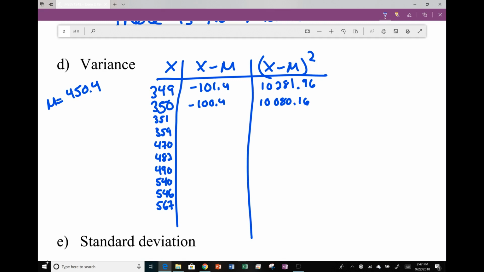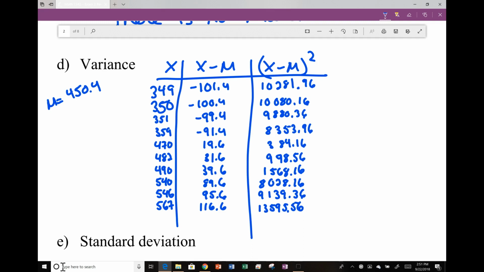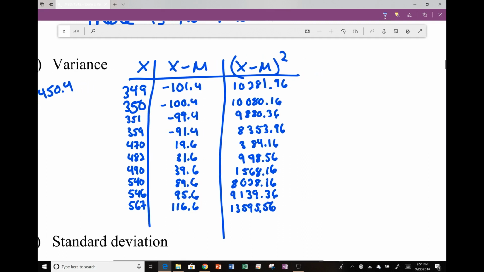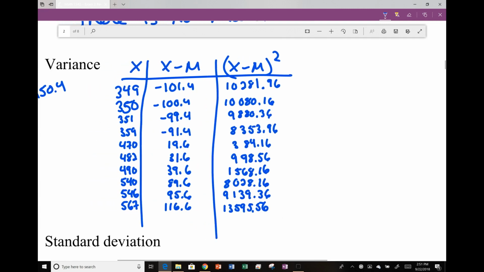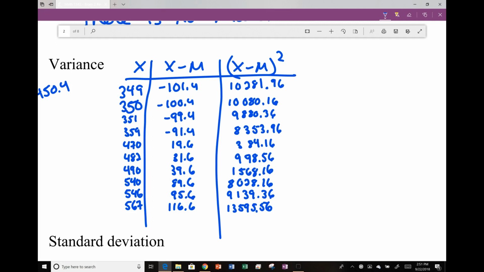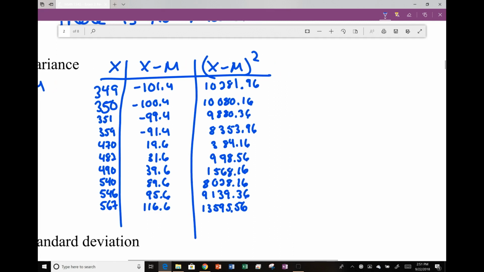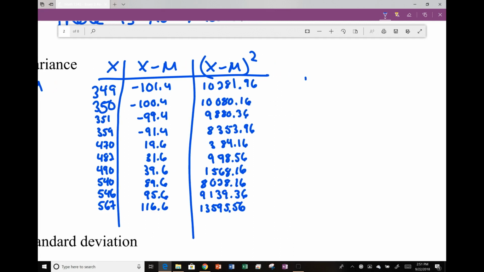And so I recommend that you pause the video and see if you can fill in the table for us. Okay, so hopefully when you were doing your calculations, we came out to have the same values. We're looking for the variance. Recall that this is a population, so we're going to find sigma squared.